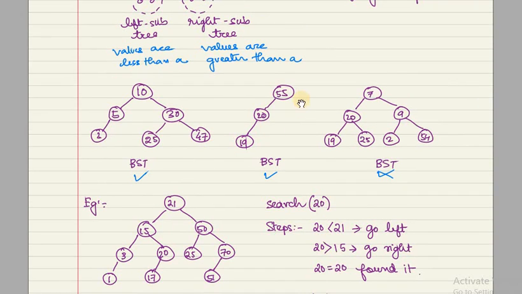For example, if the elements are of this fashion, say 55, 20, 19, and if we go further, say 18, 17, 12, 9, 1, etc., then you will see that it is almost like a linear linked list, right? We actually want something like a tree here, but unfortunately if the new elements that come are lower than the previous element, then it is always going to follow this fashion.